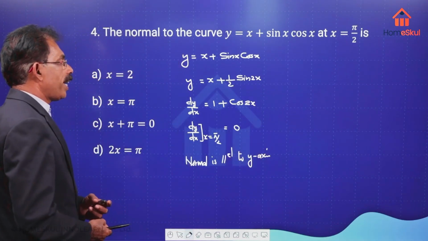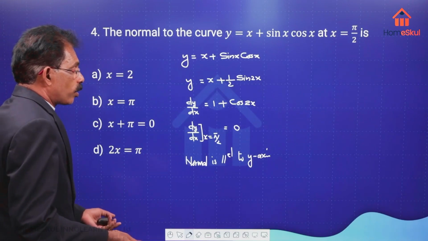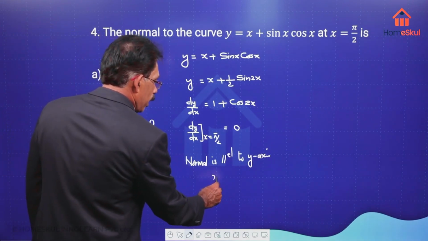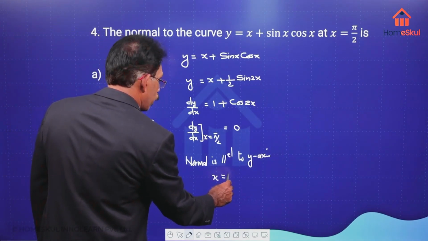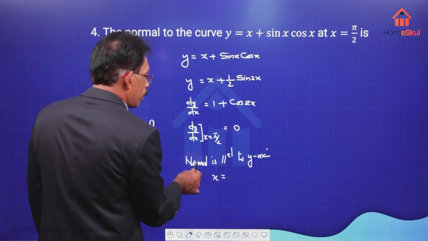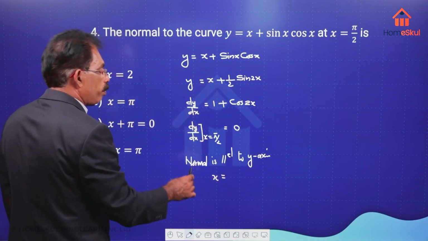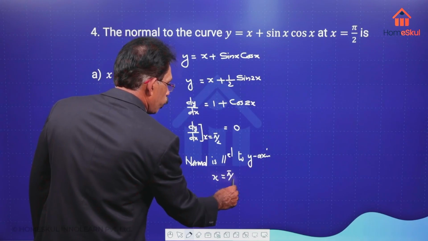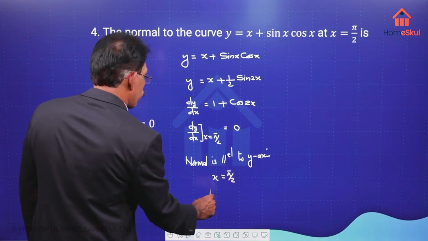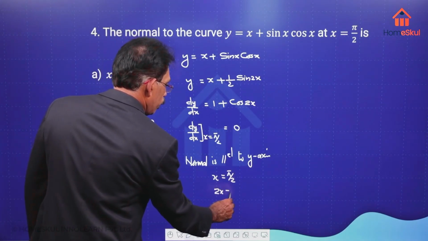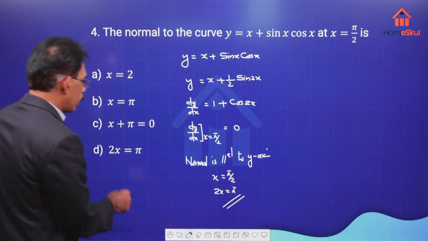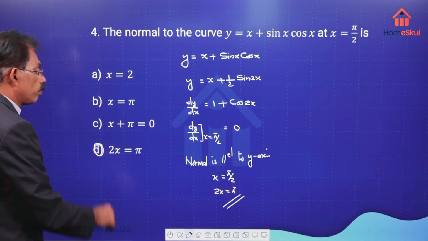Look, parallel to the y-axis, the equation is x equal to constant. X equal to what? Here x equal to pi by 2. So the answer is 2x is equal to pi. This is the answer. The correct answer is D.